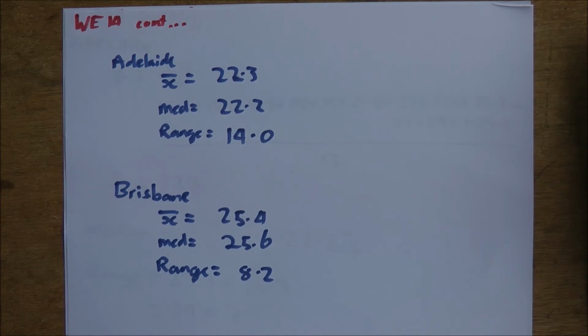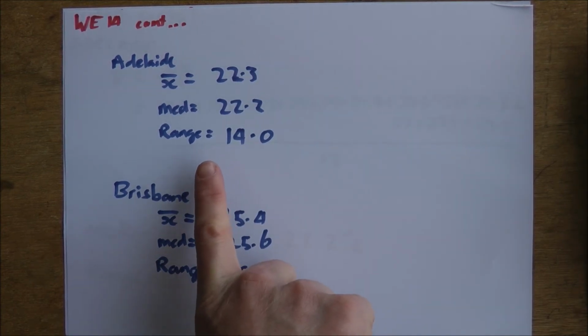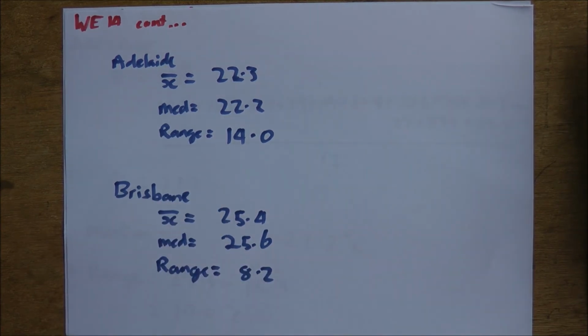We can say that both these cities do get quite warm, but the big difference is the range of temperatures is different. Brisbane tends to have higher temperatures throughout winter, whereas Adelaide can get a little bit colder. So there's a greater change in the mean maximum temperature from summer to winter in Adelaide than there is in Brisbane. And we know that because the range is bigger.